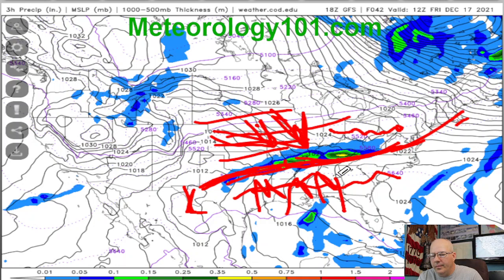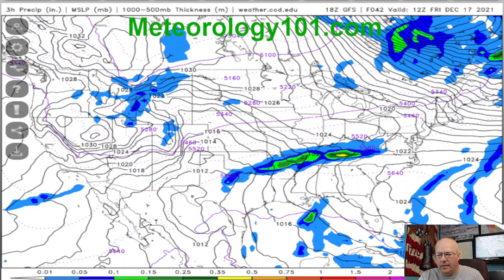They're pushing toward each other, so now you've got a stationary front. Now, we need to keep an eye on that low, because what can happen is we get a stationary front. Let me draw a stationary front.